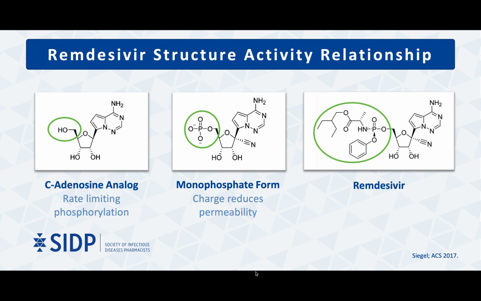In the middle, we see the monophosphate form, which circumvents the need for this initial phosphorylation, but this phosphate group is negatively charged, which impacts its ability to traverse cellular membranes.